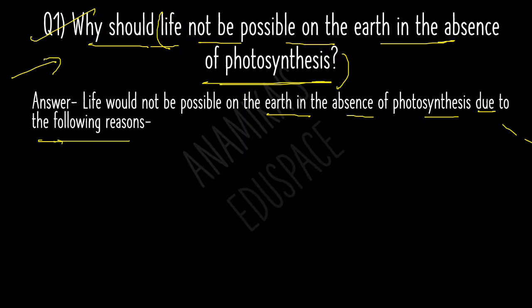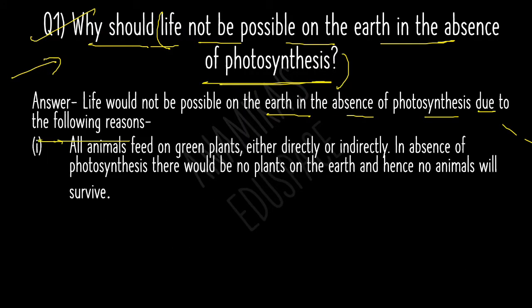So let's begin. The answer. Point 1. Always make sure that you write the answer point-wise so that you get more marks. So point 1 is all animals feed on the green plants either directly or indirectly. In the absence of photosynthesis, there would be no plants on the earth and hence no animals would survive.